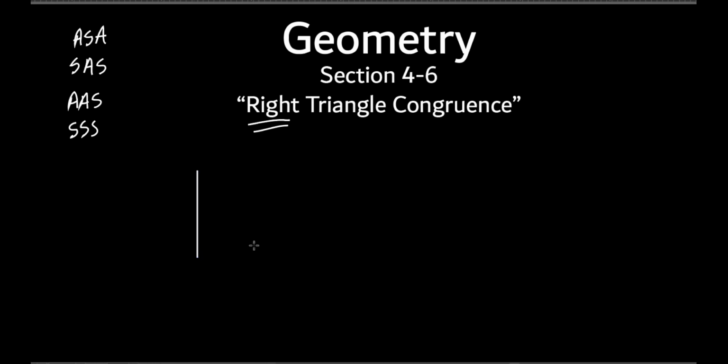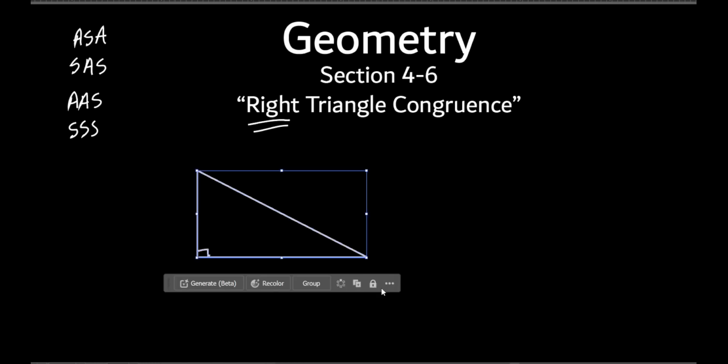I'll draw one and then copy and paste it because they are congruent to each other. Is that a right triangle right there? We don't know. Good answer. Why don't we know? They don't tell you the angle, okay? But now, is it a right triangle? Yeah. Absolutely, because we put that little box right there. I'm going to group it and then copy and paste it.